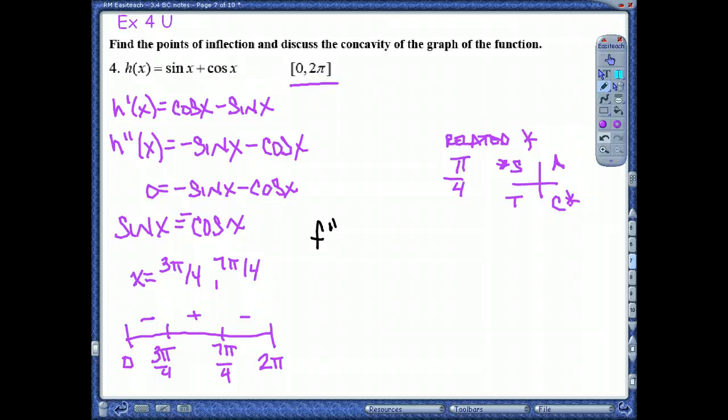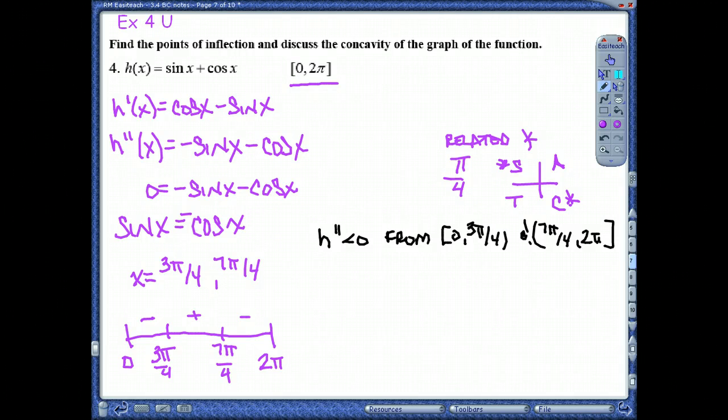Okay, now I just put f double prime. Why would that be a problem? Because our function's name is h. It's a little thing, but you got to make sure you're calling the function by its proper name. So my second derivative for h is less than 0 from 0, and you can do open intervals or you can do closed intervals, it doesn't matter, and 7 pi over 4 to 2 pi. So h is concave down from these intervals.